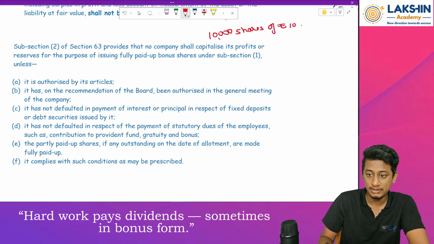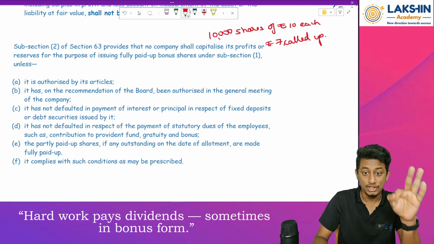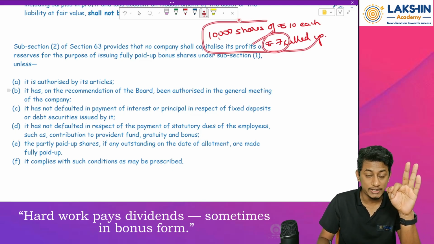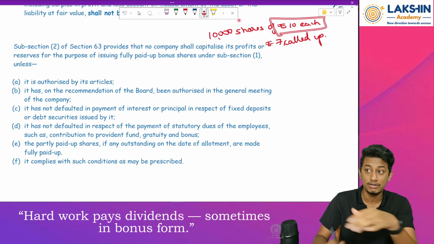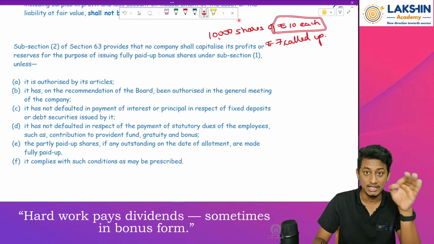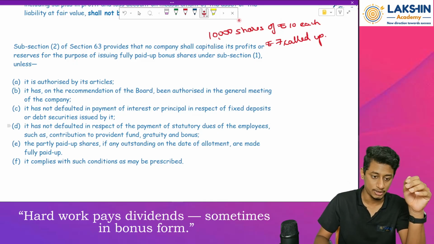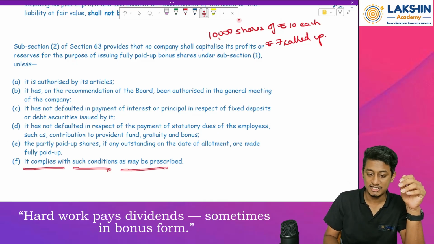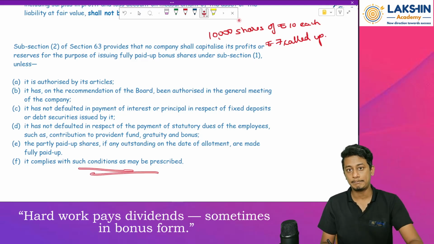So basically, if the shares are like this, 10,000 shares of rupees 10 each, rupees 7 called up. That means rupees 3 is yet to be called up, right? So first you need to call this 3 rupees, and after that, once it is 10 rupees each share, that means you have received the whole amount of rupees 10 each from the shareholder, only then you can issue the bonus shares to these shareholders. Clear? Okay. Then it complies with such conditions as may be prescribed. So in the future, if company law prescribes any more conditions, those conditions also need to be complied with.